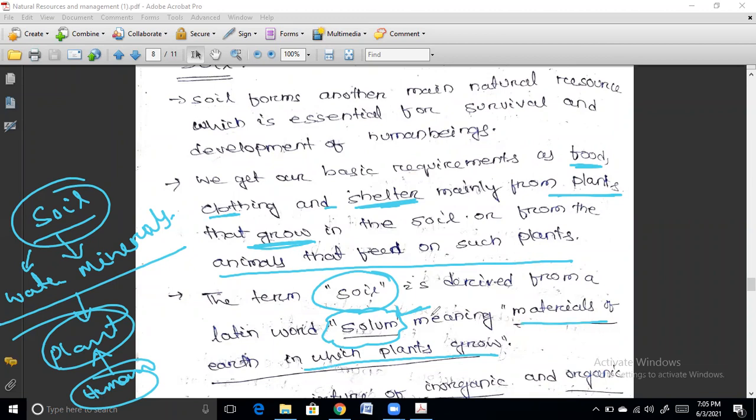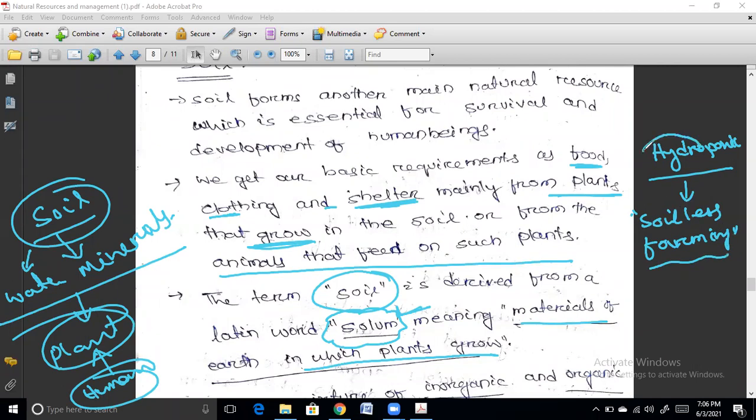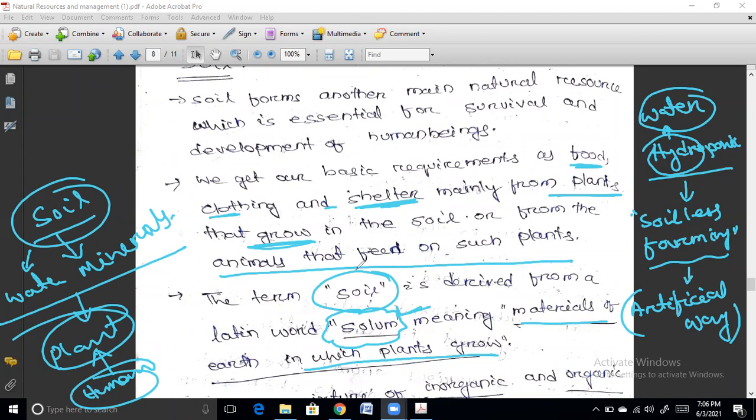Anyway, nowadays some techniques exist, like hydroponics. Hydroponics is soil-less farming. Now we can grow plants without soil, which is called soilless plant farming, and hydro means water, so we can grow plants directly in water. Anyway, that is an artificial way. But naturally, if you see, plants depend upon the soil for their growth, and all living organisms depend upon the plants for our different purposes.